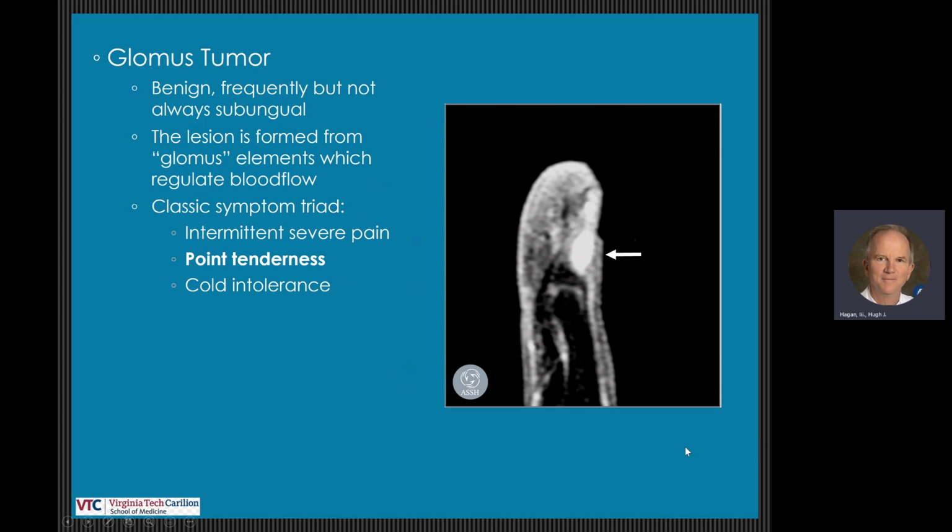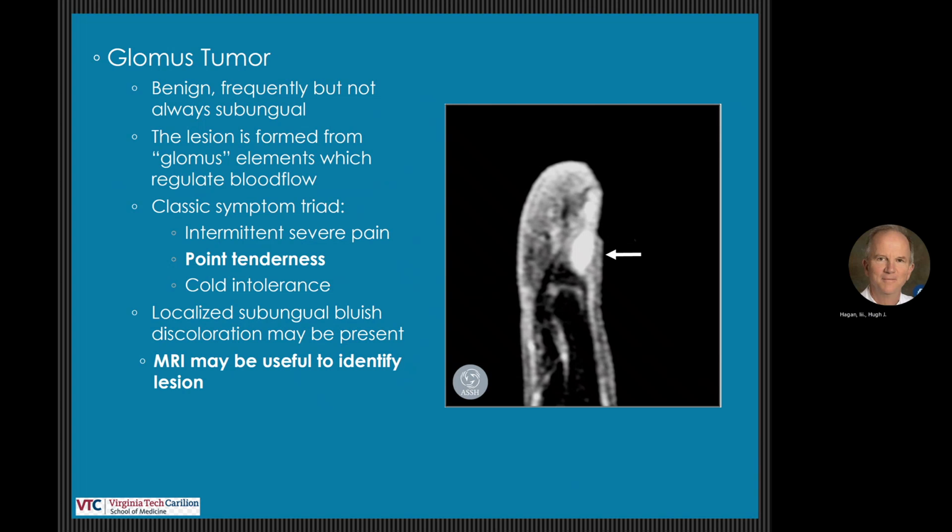The classic symptom triad is intermittent significant pain, significant point tenderness, and cold intolerance. Those three things make the diagnosis. If a person has a glomus tumor, they will not let you get anywhere near it to touch it. Oftentimes, if these present beneath the nail, there'll be a bluish discoloration. MRI can be very useful to identify the lesion if you have somebody whose clinical presentation strongly suggests a glomus, but you're not quite sure on physical exam if there is a glomus tumor present.